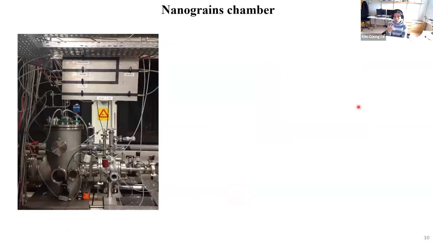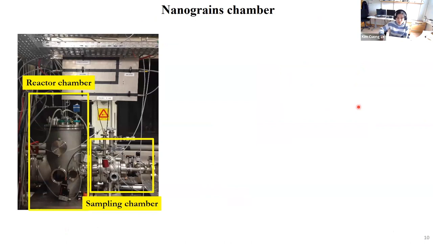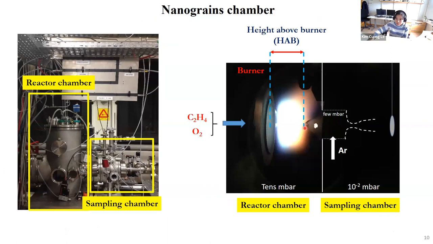In our work, in order to produce soot, we use a chamber we call Nanograin. It contains the reactor chamber and the sampling chamber connected by an area with a cone, as you can see here, with a hole on the top. In the reactor chamber, we have a burner installed horizontally. By changing the distance between the burner and the cone, we can collect soot at different flame heights. Due to the pressure difference, the soot particles in the flame go through the cone and are deposited on the substrate inserted into the sampling chamber.